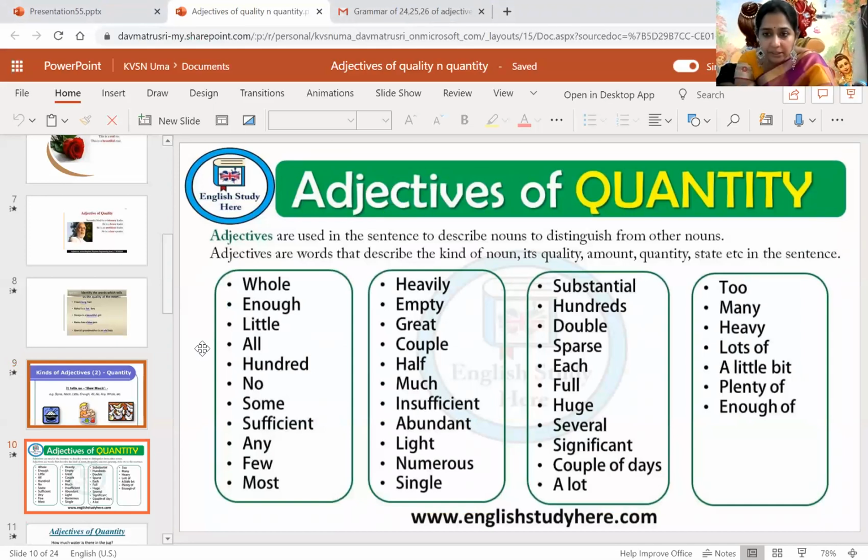Adjectives are used, you can see on the screen, in sentences to describe nouns, to distinguish them from other nouns. Distinguish means to show them separately. Okay, so adjectives are words that describe the kinds of nouns, their quality, amount, quantity, state, etc. in a sentence. So there are so many words of adjectives of quantity you can see here. Whole, enough, little, all, hundred, no, some, sufficient, any, few, most, heavily, empty, great, couple, half, much.